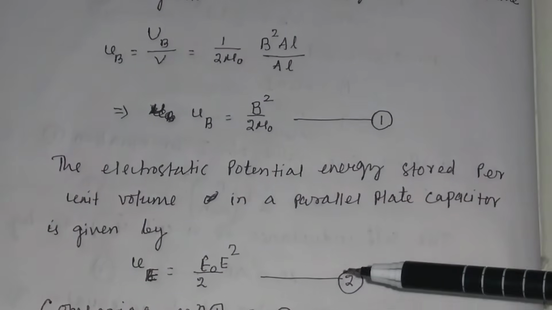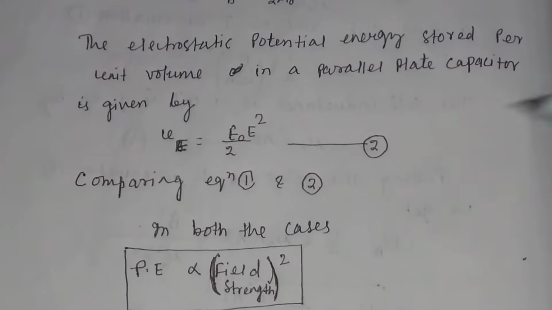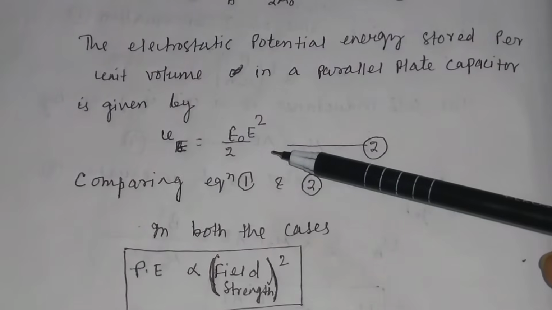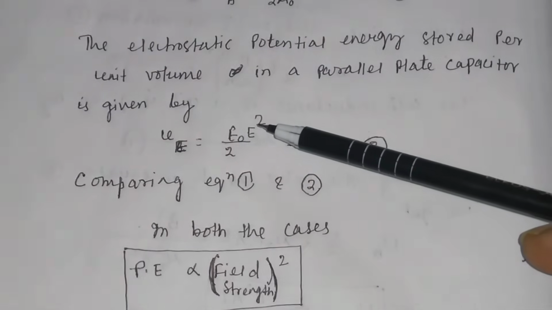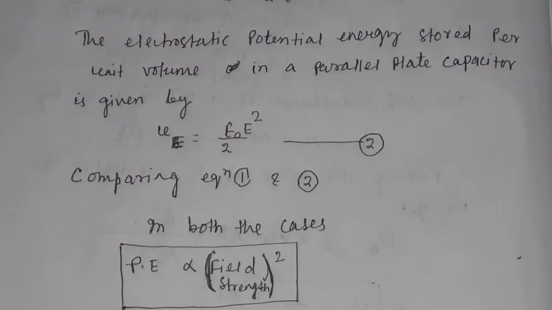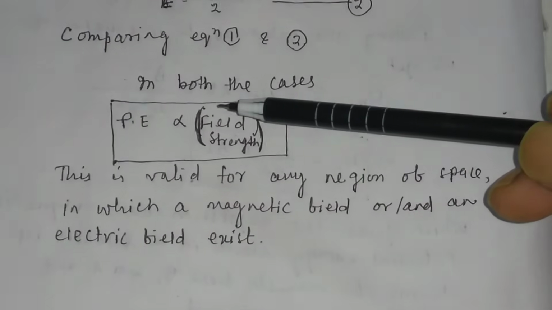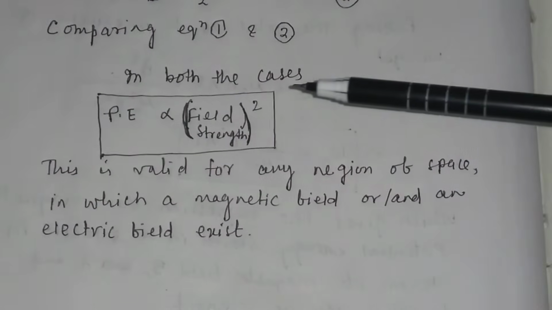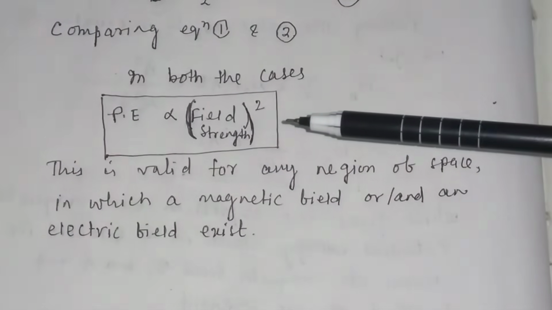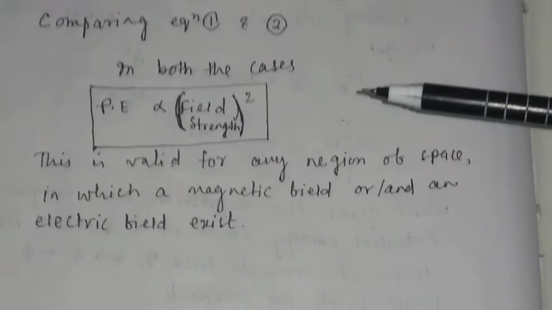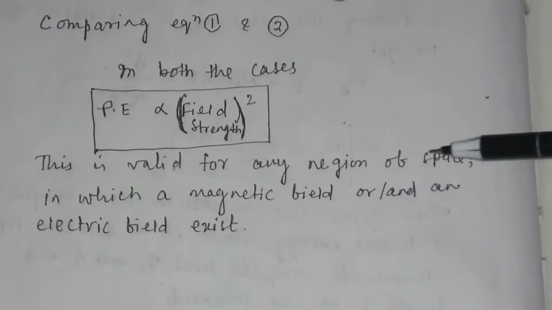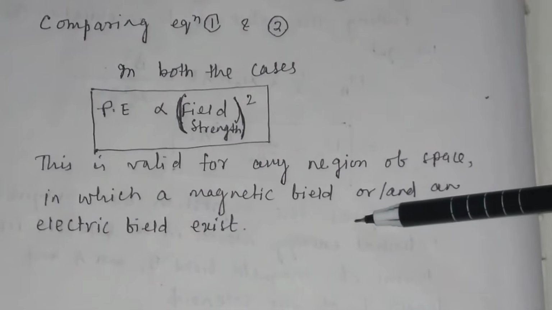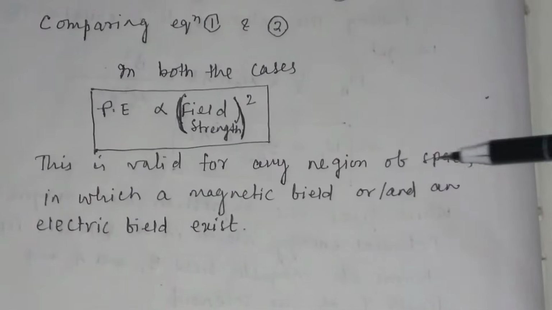So comparing equations 1 and 2, it is clear that in both cases, the potential energy is proportional to the square of the field strength. So whether it is electric potential energy or magnetic potential energy, the potential energy is proportional to the field strength square. This is valid for any region of space in which a magnetic field or electric field exist, or magnetic field and electric field exist.